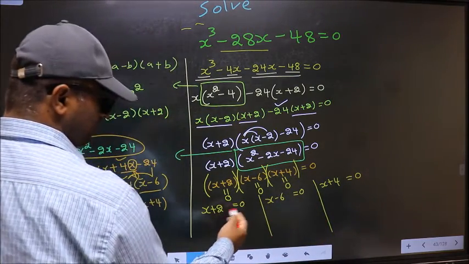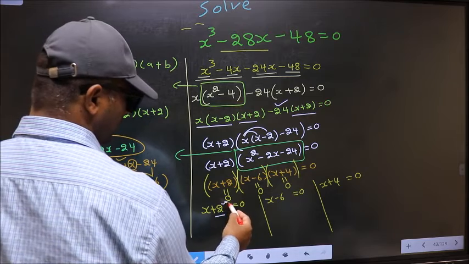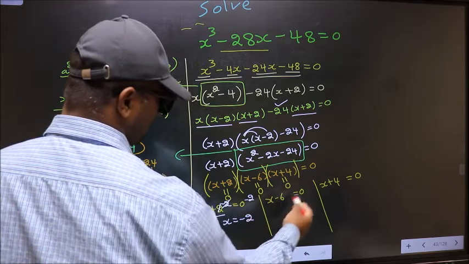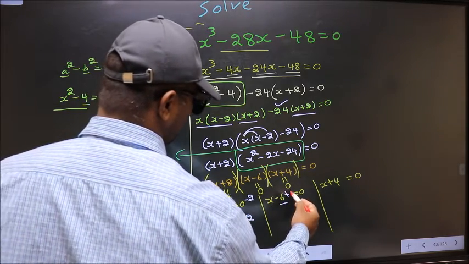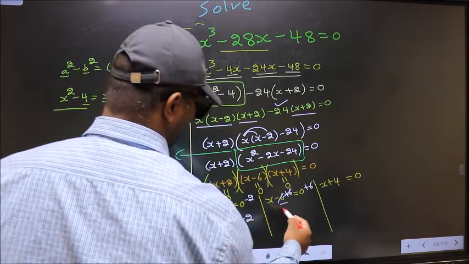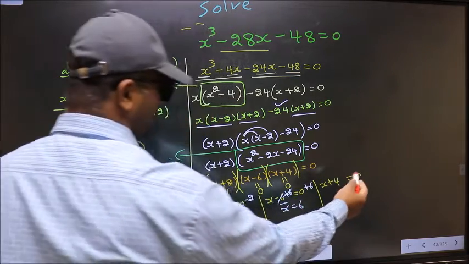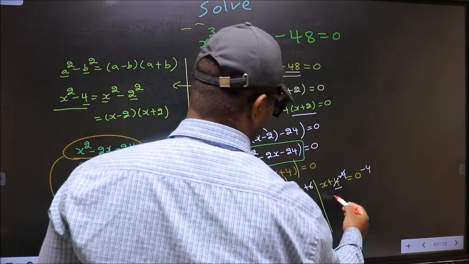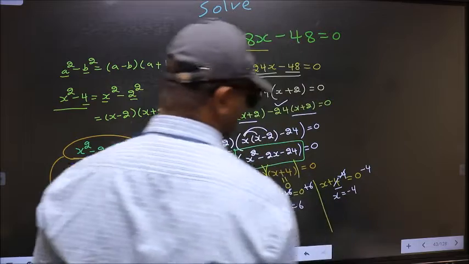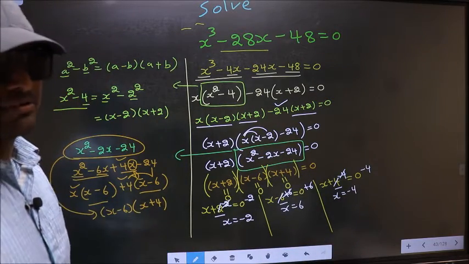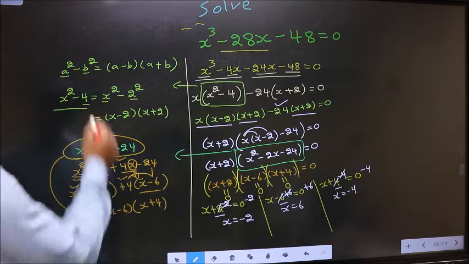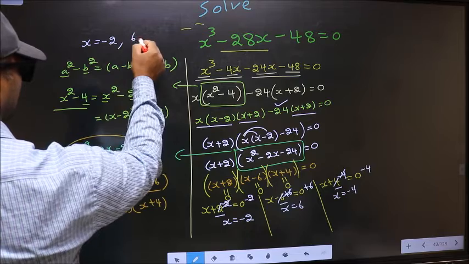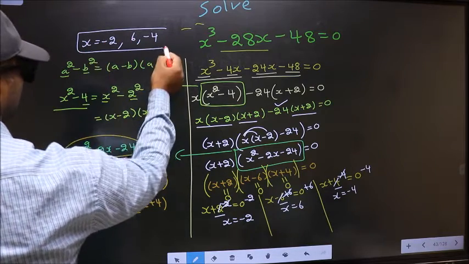Now to get x value from here, I should remove plus 2, so subtract 2. We get x equal to minus 2. Now here I should remove minus 6, so add 6. We get x equal to 6. Now here I should remove plus 4, so subtract 4. We get x equal to minus 4. So the x values that we got are minus 2, 6 and minus 4. This is our answer.